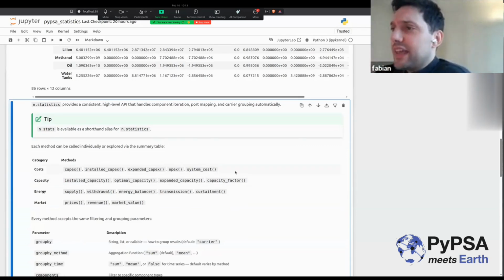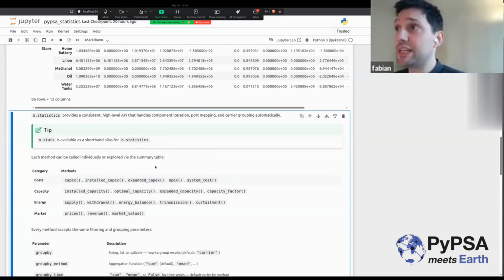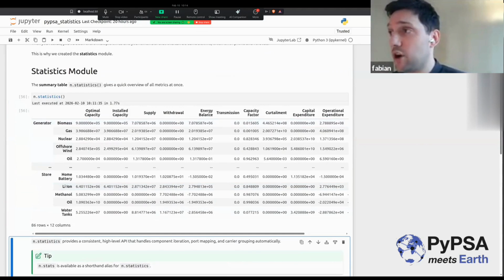This nstatistics thing has a layer which is after the statistics access points. So after writing statistics, you can continue with a dot, and then you have a whole lot of functions that you can call. And we will see that in a second, but for now, let's see what's there actually. And there are different categories. So here in this table, I summarize what functions are there. And there are functions for costs, which is capex, installed capex. We already saw that here at the top.